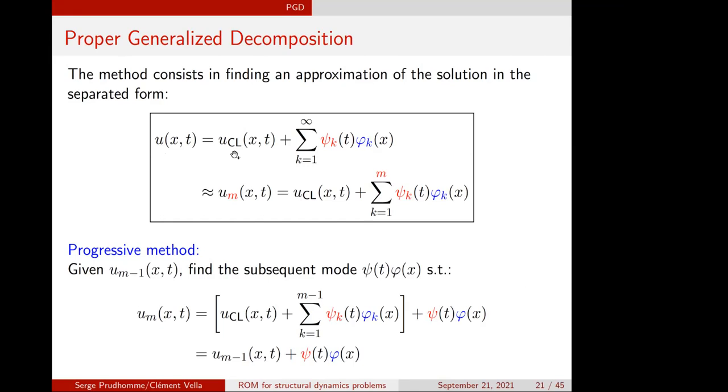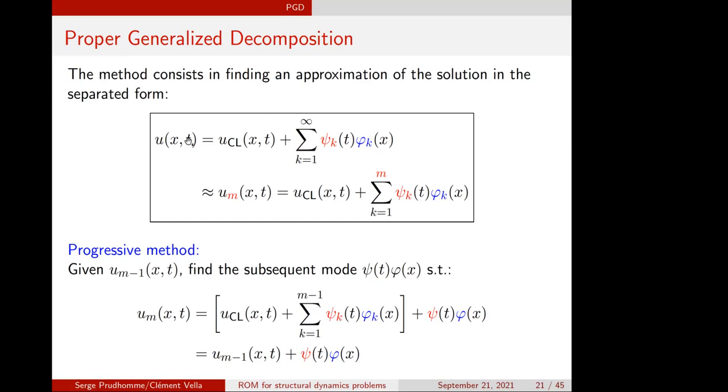U_L is essentially a lift function that takes care of the boundary conditions, and this combination of modes psi_k, phi_k. We do a separation, and of course we want to truncate to get an approximation of our solution. In that case, we need to assume that the solution we are looking for can be represented as such. Most of the time it's the case. It's not always true for more complicated problems.